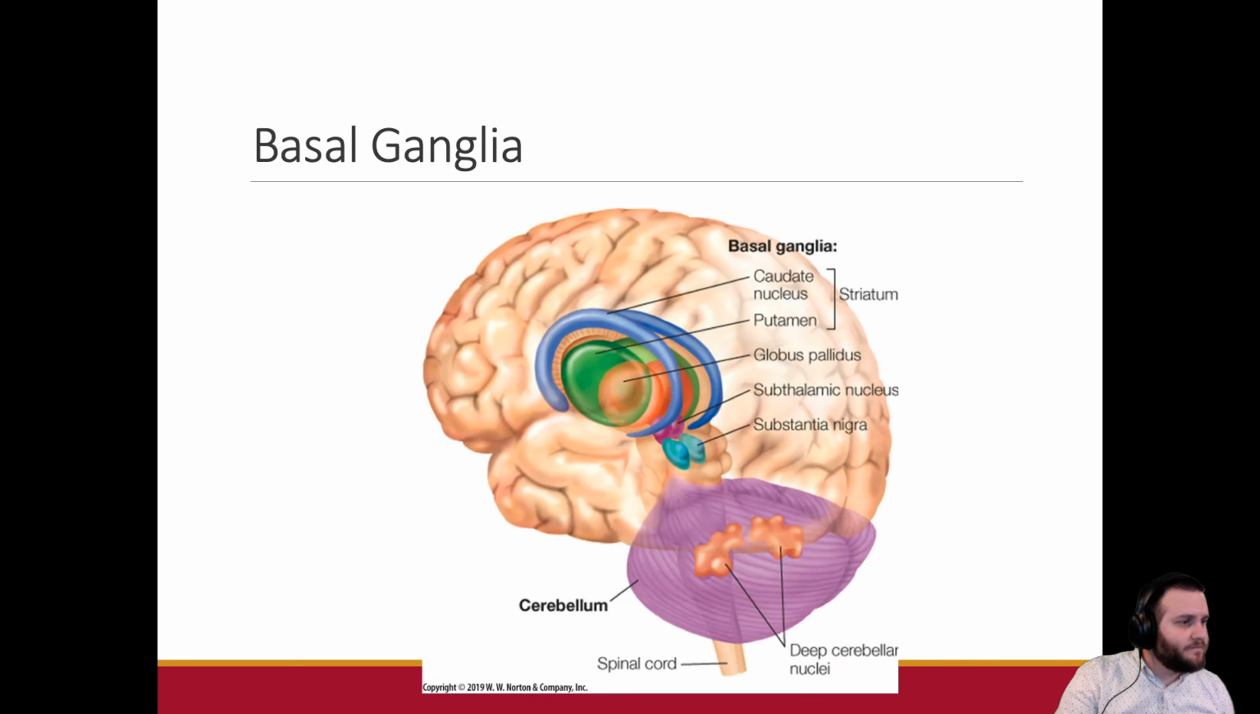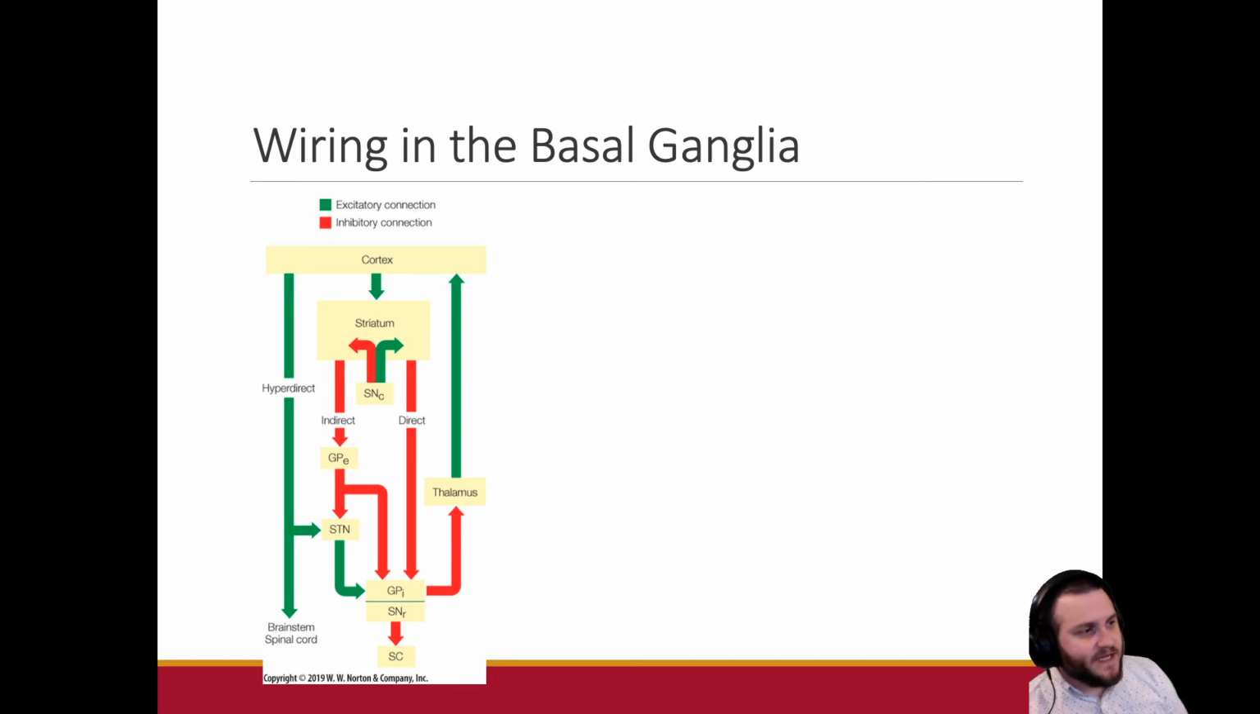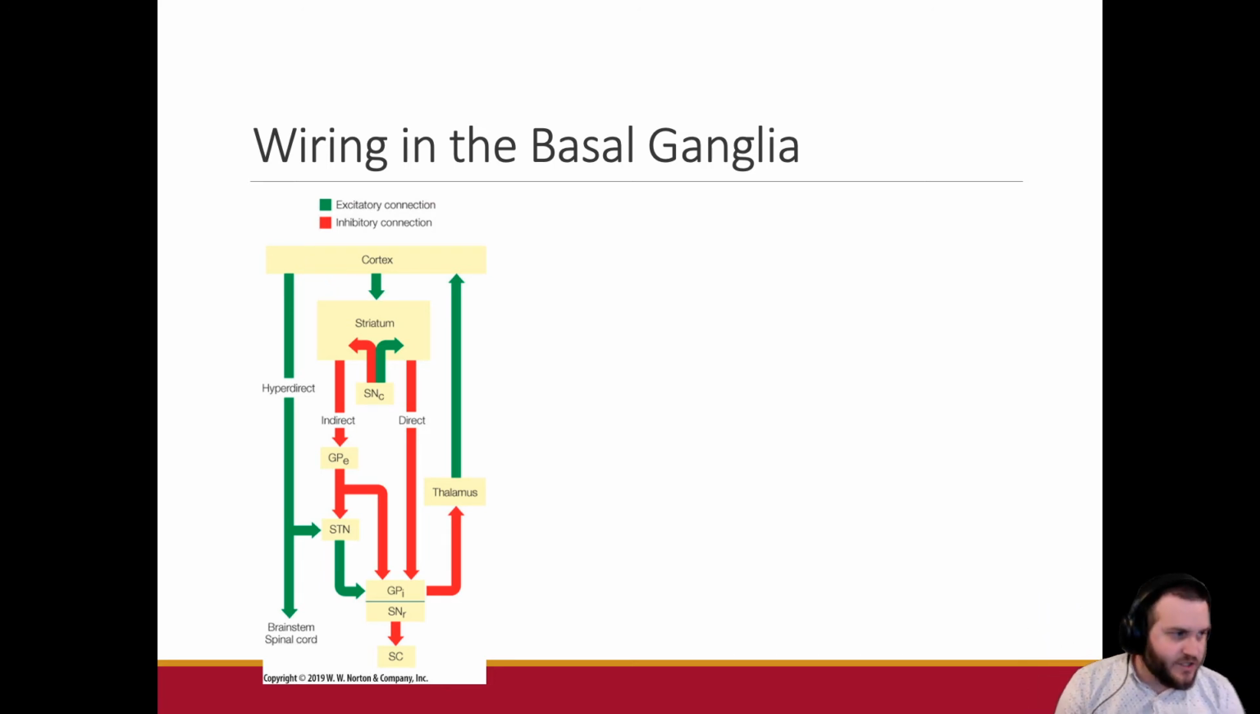There we go. So this is how it's wired. There's a lot of stuff to talk about. Okay, so you see that the cortex sends information to the substantia nigra. Oh, no, sorry. That's the STN, the subthalamic nucleus. My bad. SN is substantia nigra. That's right. But it also will then send information to the brainstem and spinal cord directly. It also sends information to the striatum, which is the caudate nucleus and the putamen. So they're both in there.